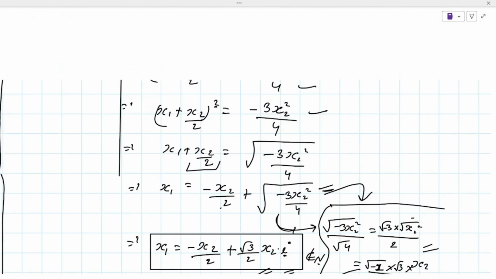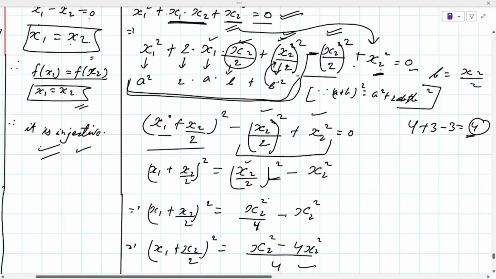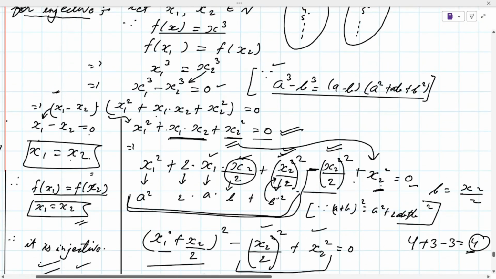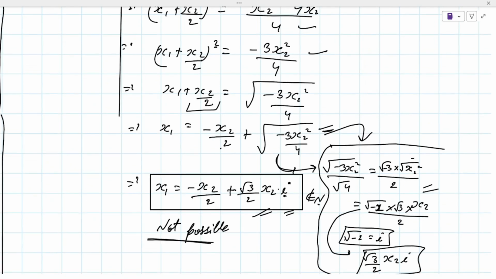It means we can say that the two parts which we solved: the first one is this part which is injective, and the second part is not possible, okay?